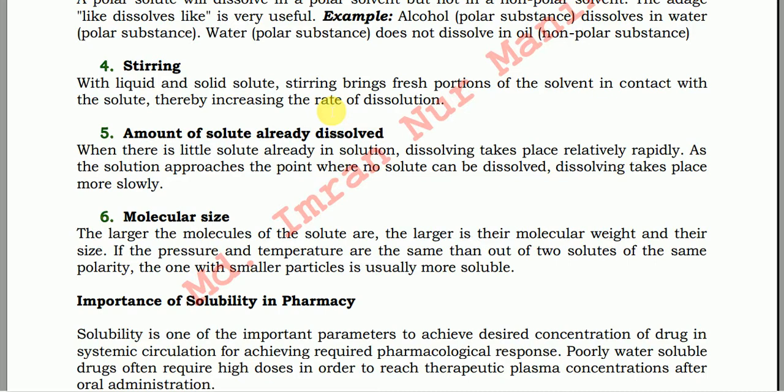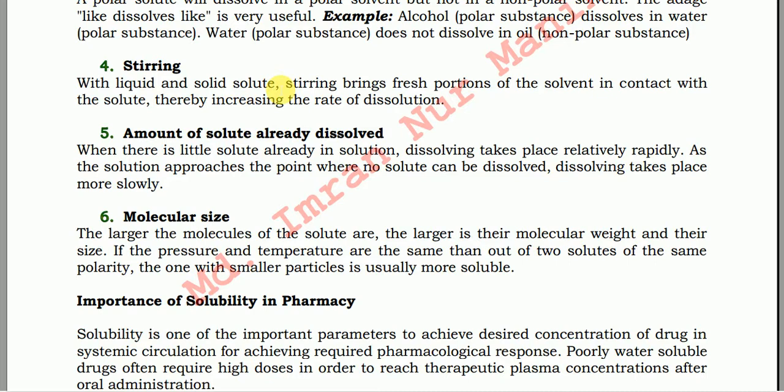This is because whenever you stir the solvent, the part of the solvent which does not contain any solute will come in contact with the solute. That means fresh solvent will come in contact with the solute, and the solute can easily become dissolved within the fresh solvent. In this way, the amount of solute dissolving in the solution increases.